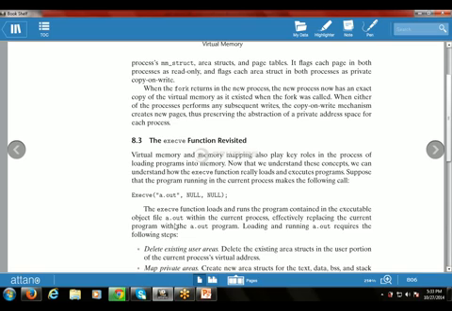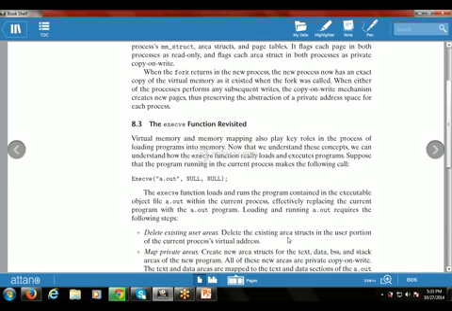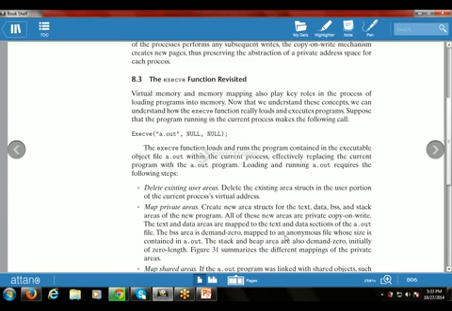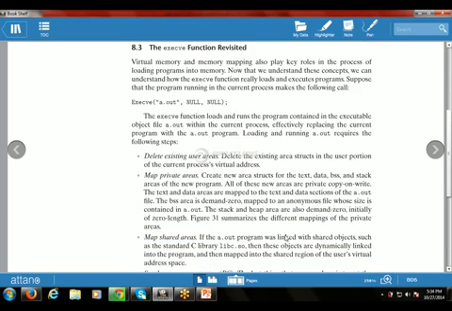That is, the object file name is a.out within the current process, effectively replacing the current program with the a.out program. Loading and running a.out requires the following steps. First of all, what are the steps that are used?